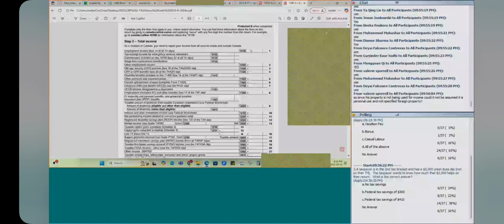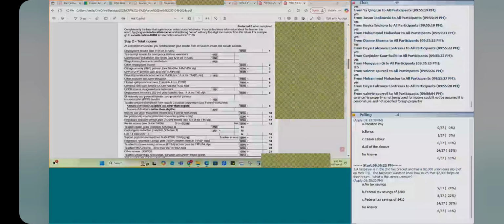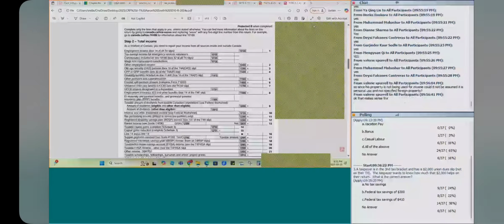I think we can, yes, Valerie. Since this property is not being used for income, could it not be assumed it is personal use and not specified foreign property? He wants it to increase in value, so he wants to sell it in the future. So we can assume it is an investment property. There's no indication that he's using it as a vacation property. So in this case, and in our assignments, in our chapter review problems, we need to read it carefully.